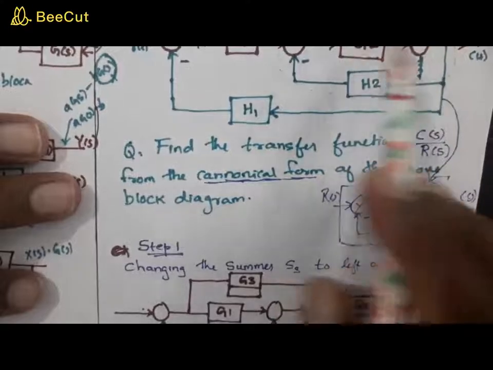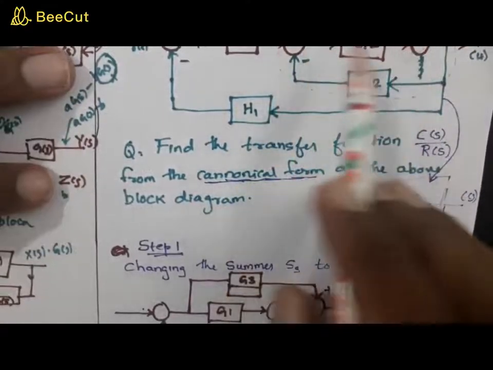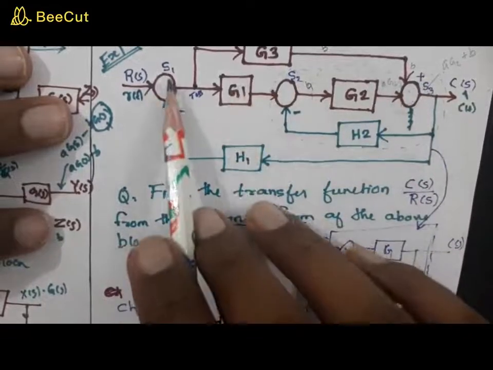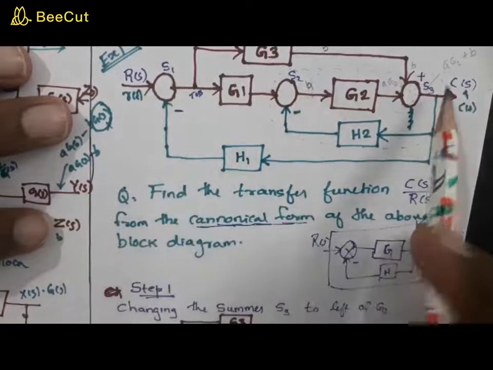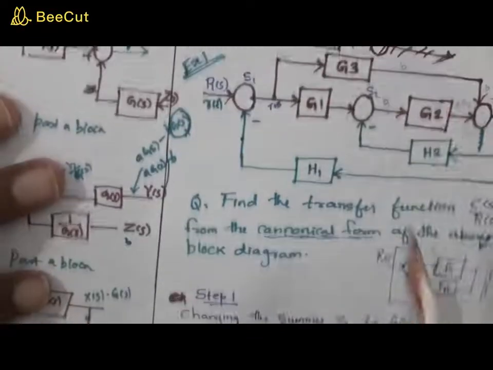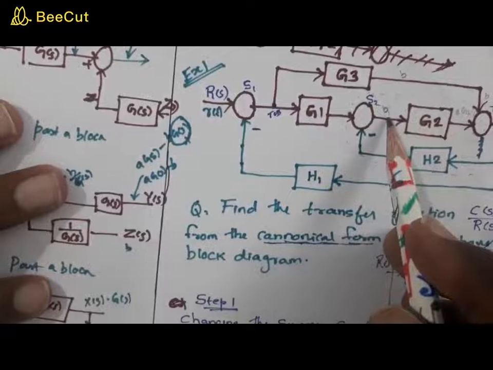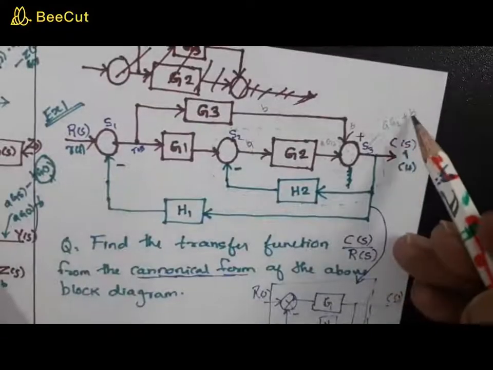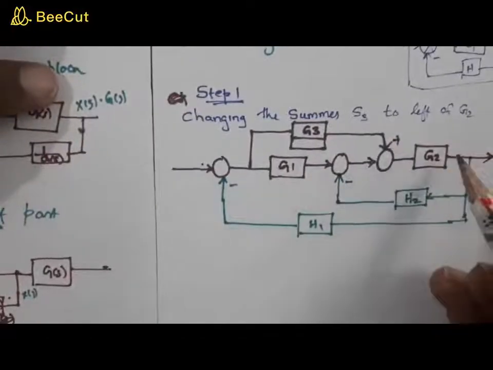In order to identify if there is more than one summer, it is best to identify them by letters S1, S2 and S3. So you can write like this: changing the summer S3 to the left of G2. What I'm doing is, even if you change, the output that should come over here must be AG2 plus B. Let us see whether it comes here as AG2 plus B.